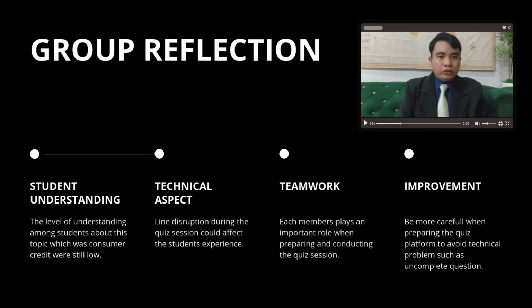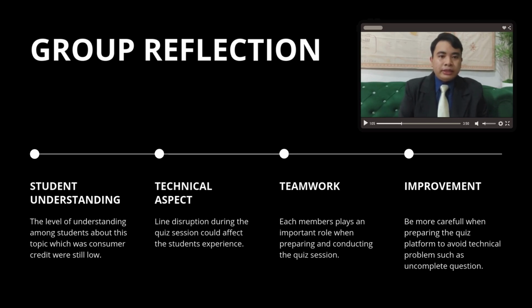So now I will present to you about our group reflections. The first one is the student understanding. One of the most important lessons we discovered was that the student understanding of consumer credit is still quite low. This really matters because consumer credit is part of everyday life, and without some level of knowledge, students may struggle to manage their financial responsibilities in the future.